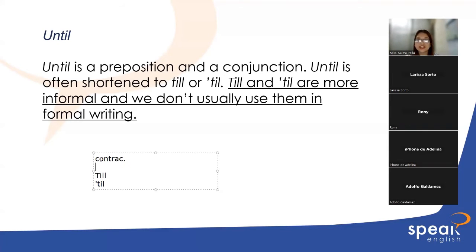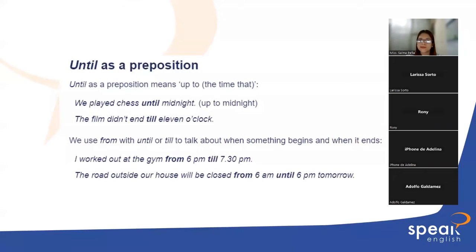So we use it when you are chatting with a friend, or someone that you really trust. But if you are talking to your boss, or to someone older than you, you probably cannot use till. That is not a good idea. So just until. Okay, now, how can we use until as a preposition?